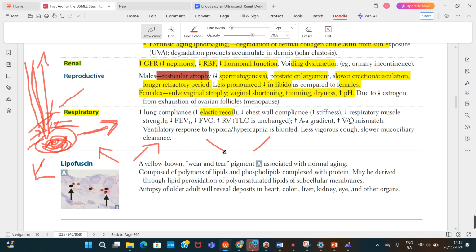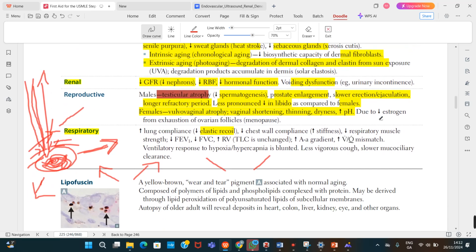So its compliance drops. You need to know the normal direction before you can understand the pathology. If you don't know the normal direction that they're supposed to move, there's a problem. Do you understand that? The muscles of the respiratory tract too, because they require protein, are going to start degenerating. So respiratory muscles weaken, and respiratory muscle strength drops.